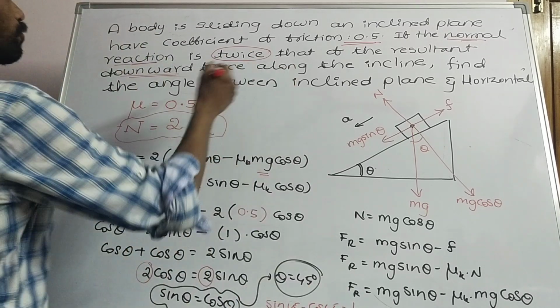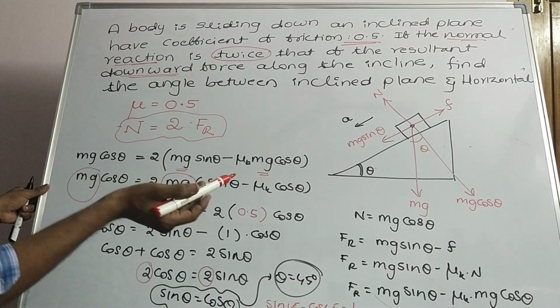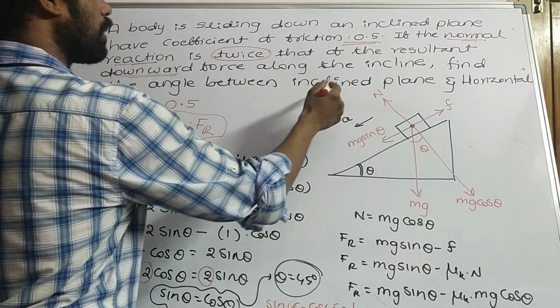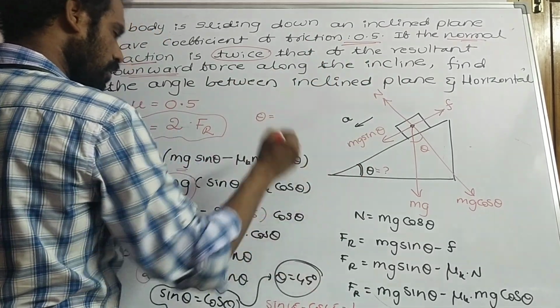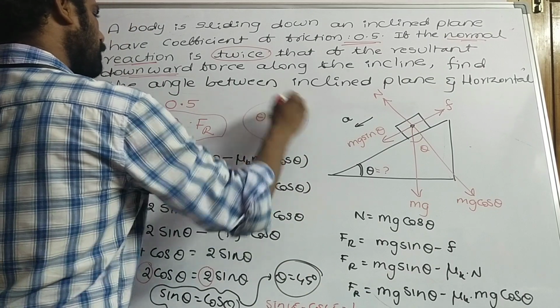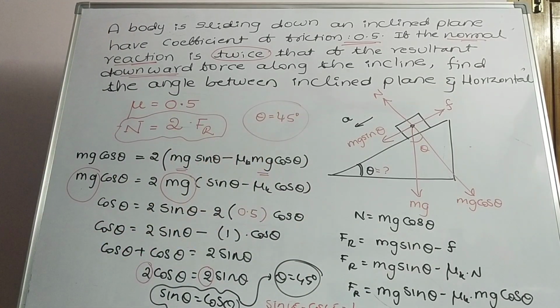Okay, so the required answer, the angle between inclined plane and horizontal, theta, is 45 degree.